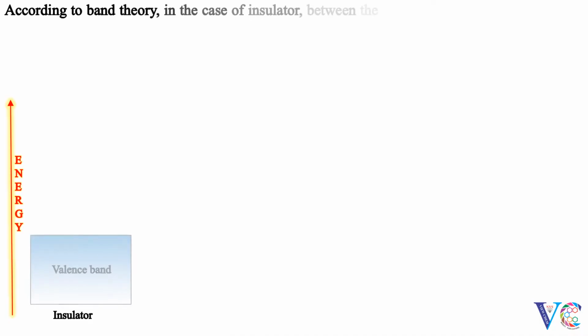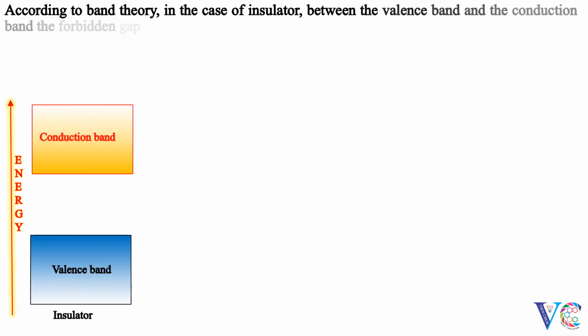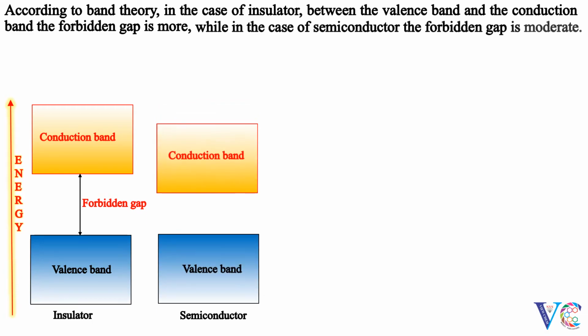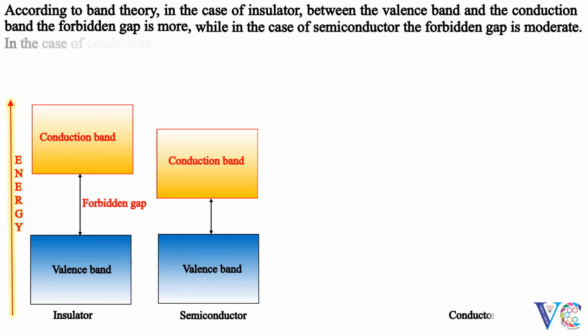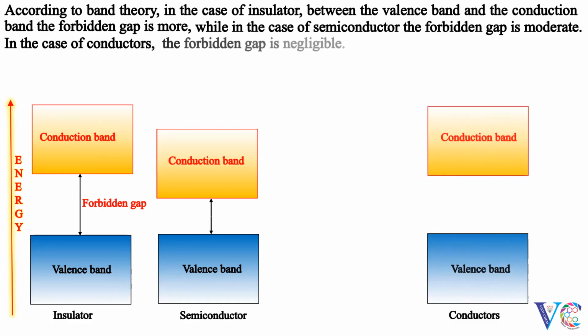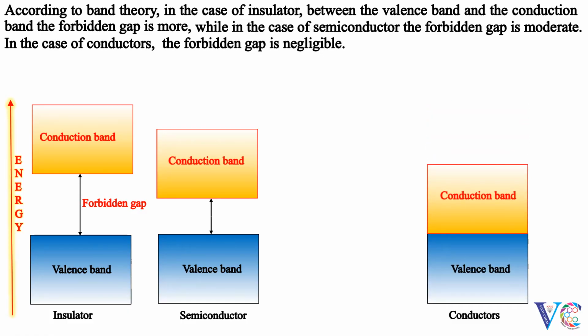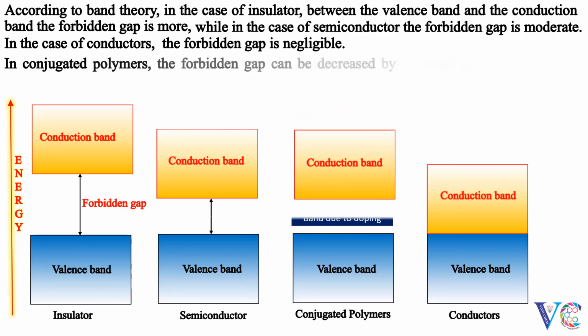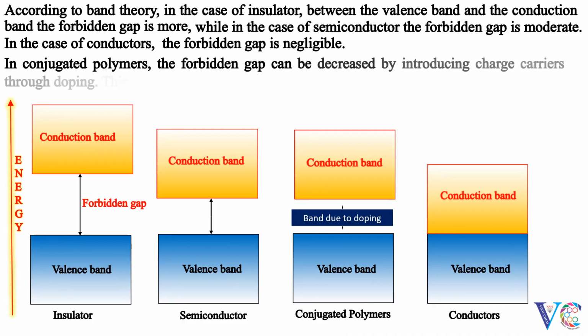According to band theory, in the case of an insulator, the forbidden gap between the valence band and the conduction band is large. While in the case of a semiconductor, the forbidden gap is moderate. In the case of conductors, the forbidden gap is negligible. In conjugated polymers, the forbidden gap can be decreased by introducing charge carriers through doping. This process facilitates conduction in conjugated polymers.